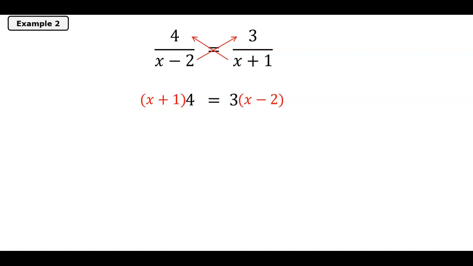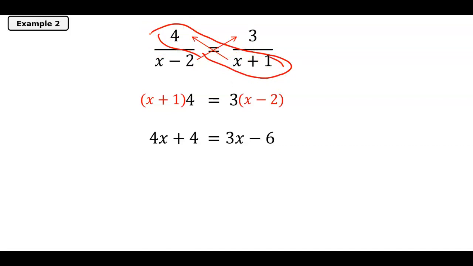Okay, now when you cross multiply this, you're going to have to what we call distribute. So the 4 is going to multiply times the x plus 1. So 4 times x and 4 times 1 gives you 4x plus 4. And then when you do 3 times x minus 2, you distribute that, and you get 3 times x and 3 times negative 2, which gives you 3x and minus 6.